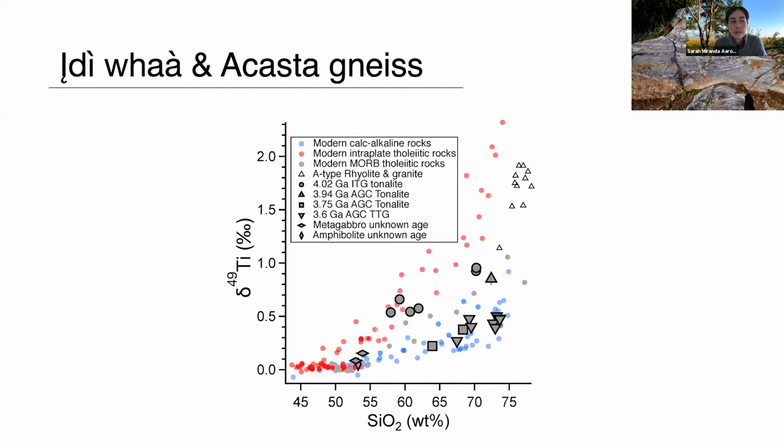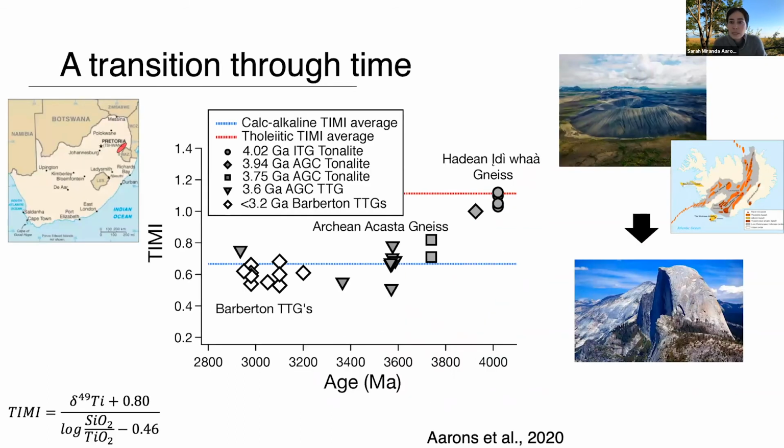So given the range of estimates for subduction initiation on Earth, anywhere from 0.85 to 4 billion years ago, here we have an example where we're able to show, look, we have these old rocks, and 3.75 billion years ago, we had subduction happening in this location. So what does this mean in terms of the transition through time?